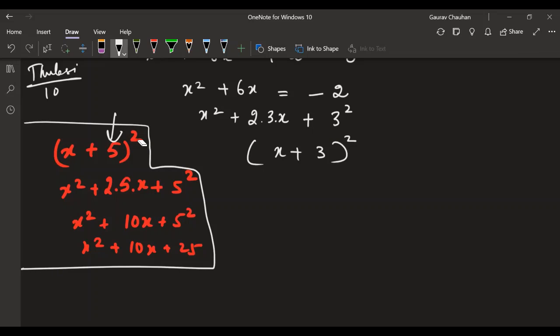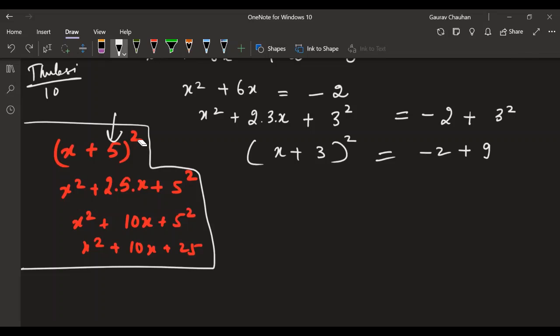But can I simply add 3 square on one side of an equation? I have to add on both sides. I have to keep my scale balanced. If I'm adding 3 square here, I have to add 3 square here. You remember back when we started with equations in 7th and 8th class. So I will have minus 2, and I should add plus 3 square here also. So the right side will become minus 2 plus 9. This is also 9 only, I'm writing it as 3 square. Are you good with this?